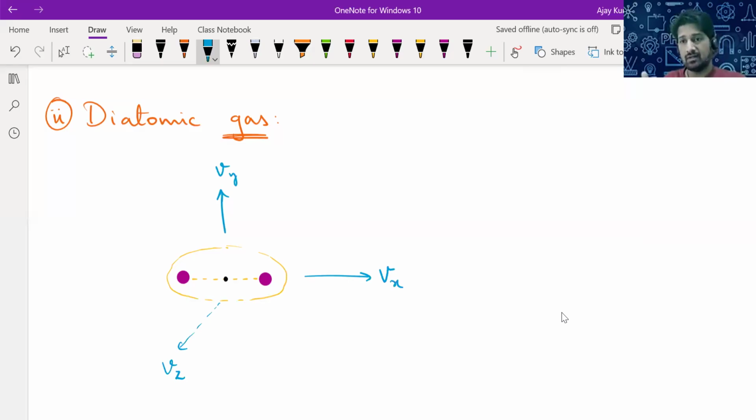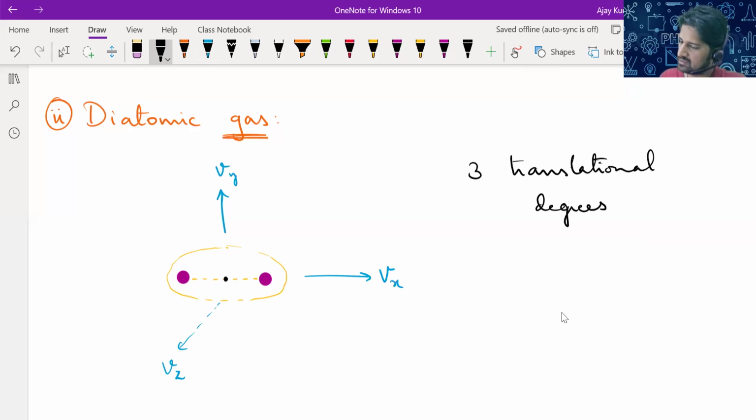So there will be translational degrees of freedom. The molecule can translate, it can move. So a diatomic gas definitely has three translational degrees of freedom. It can store energy in the form of translational kinetic energy, half mv square. That is what we mean. And because Vx, Vy, Vz are independent, there are three different ways in which it can store translational kinetic energy. Next comes rotational kinetic energy, half I_CM omega square.